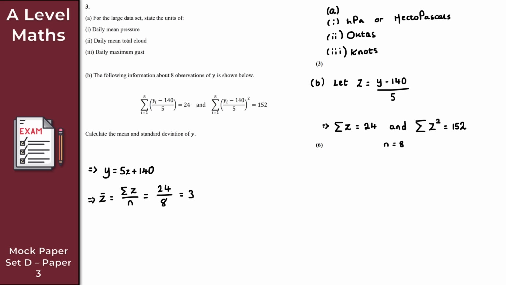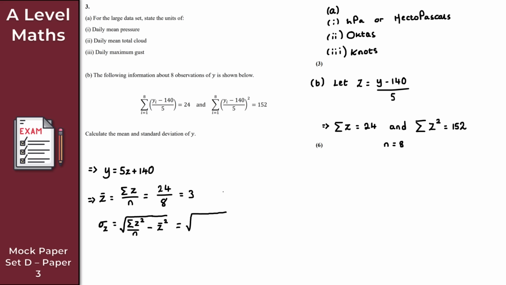And for the standard deviation then in terms of Z, so SZ or sigma Z, it doesn't really matter. It should really be SZ, but whatever. That is going to be then the square root here of sigma Z squared over N. And then what we do here is we minus Z bar squared, like so. Okay. So again, what would I get here?